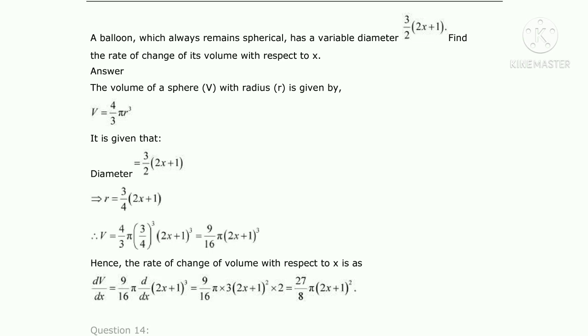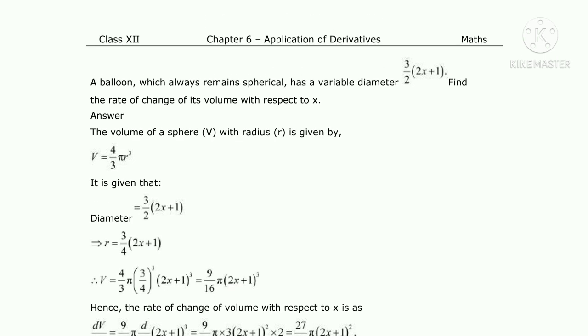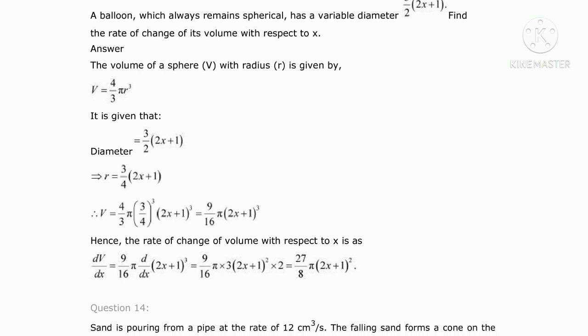So if d equal to 3 by 2 (2x plus 1), can we find out the radius easily? Radius equal to half of the diameter, d by 2. So in place of d, if we write 3 by 2 (2x plus 1), because the diameter d is given here as 3 by 2 (2x plus 1), r equal to d by 2. And then if we calculate, r equal to how much do we get? 3 by 4 (2x plus 1). Is it clear? Okay. Now here we found the radius, and finally the question asks: find the rate of change of its volume with respect to x. In earlier questions, with respect to time was mentioned; here it is directly mentioned with respect to x, so that's why we put x here.